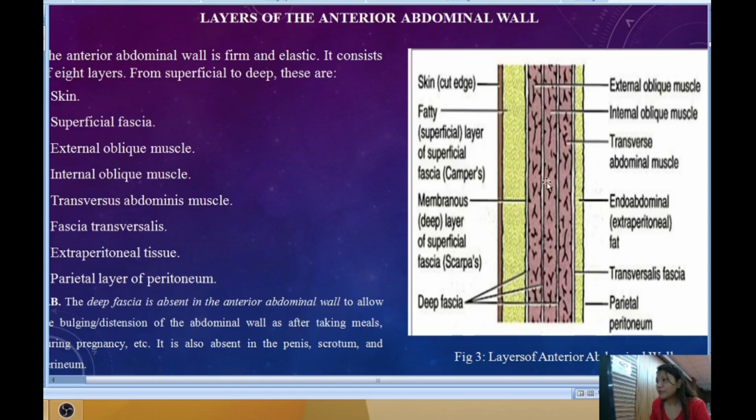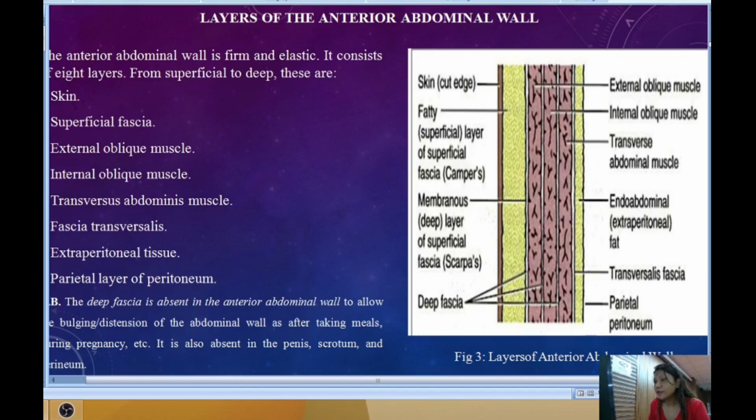Then we don't have deep fascia. This is wrong in the diagram. We don't have deep fascia in the anterior abdominal wall. We have the muscle layer. From outside to inward, we have external oblique, internal oblique, and transverse abdominal muscle, or transversus abdominis. Then the fascia covering the transversus abdominis is the fascia transversalis. Then we have the extraperitoneal fat, and the last layer is the parietal layer of peritoneum. Can you hear me? Yes, ma'am.